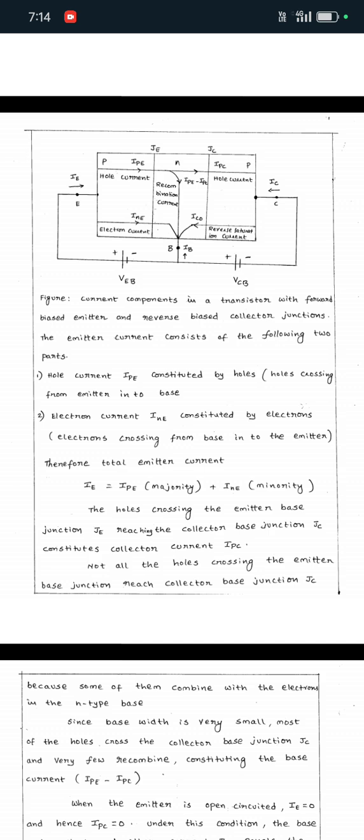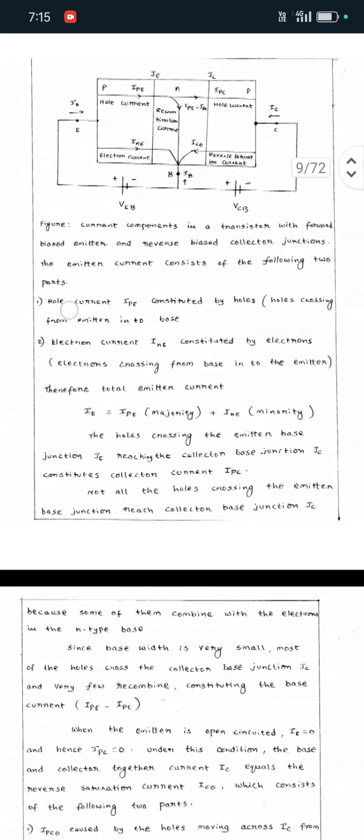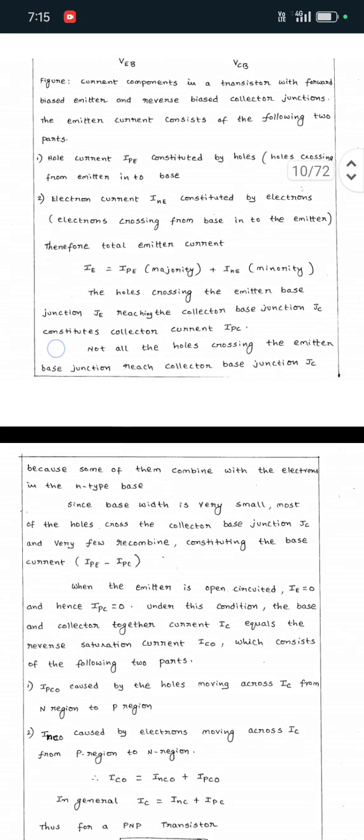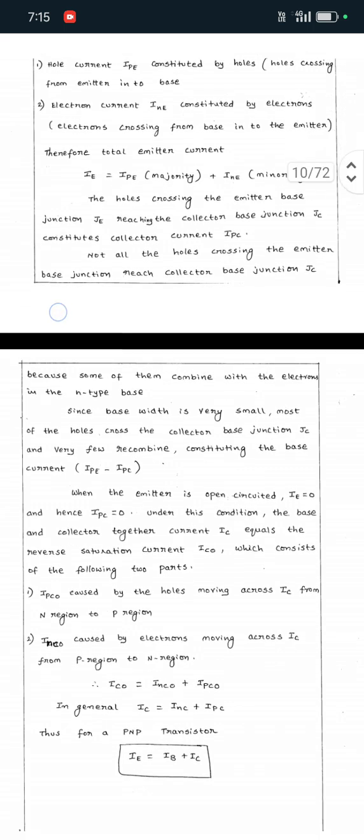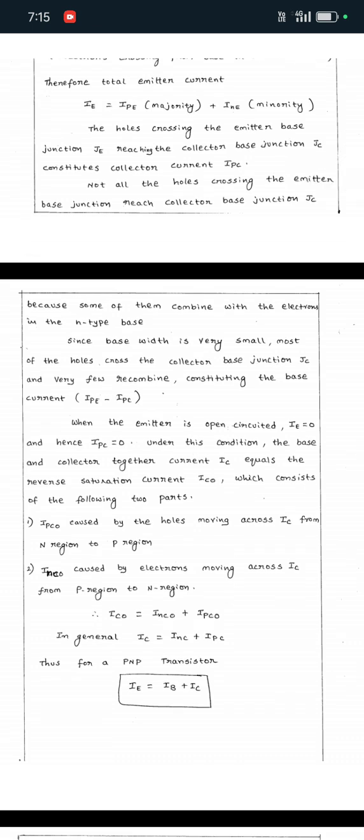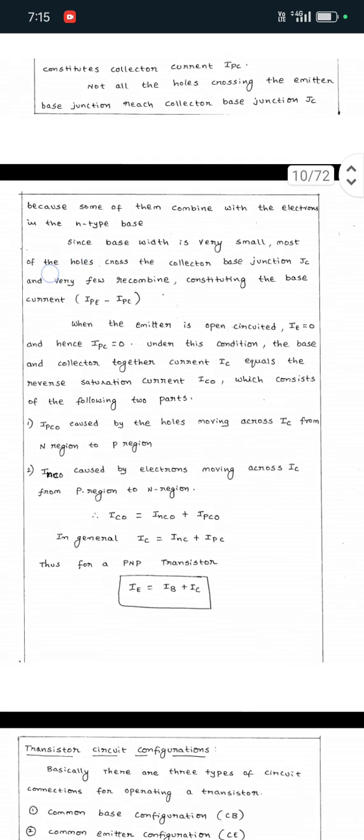Already we know that forward bias is connected between the emitter and base side, and reverse bias is connected between the collector and base side. Next, electron current. Electron current is constituted by electrons crossing from the base into the emitter. The holes crossing the emitter base junction and reaching the collector base junction constitute the collector current. Okay, so since the base width is very small, most of the holes cross the collector base junction JC.